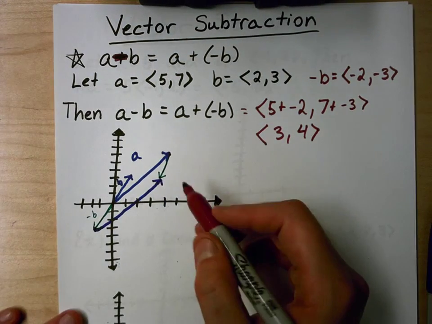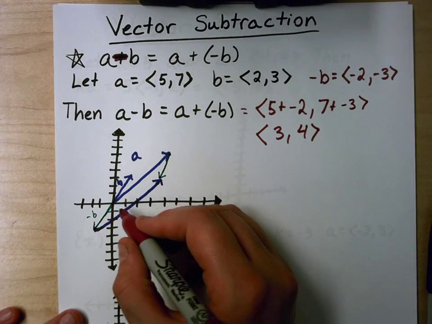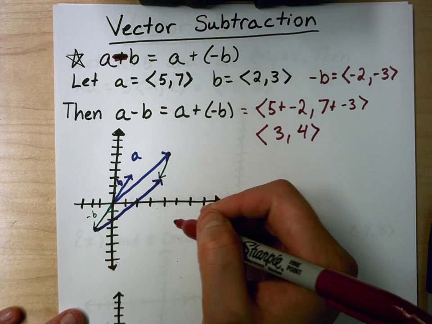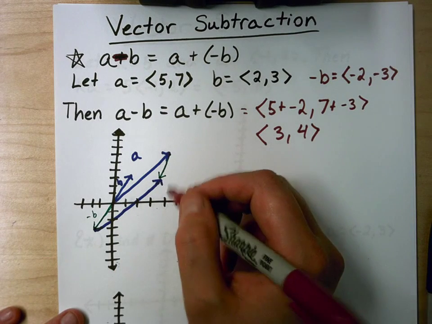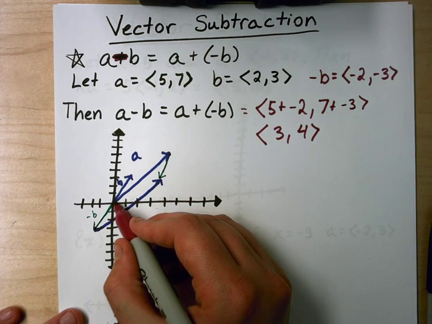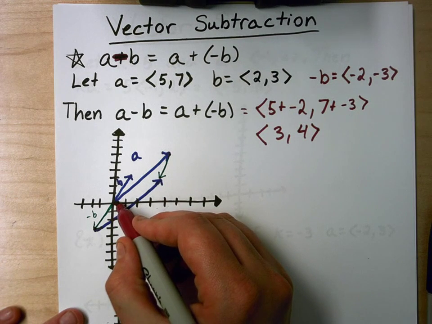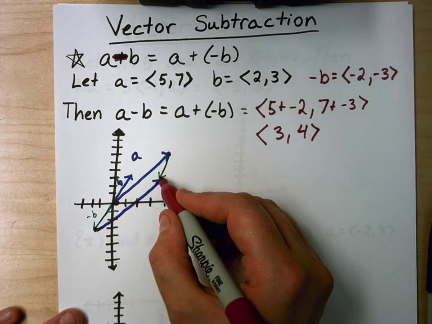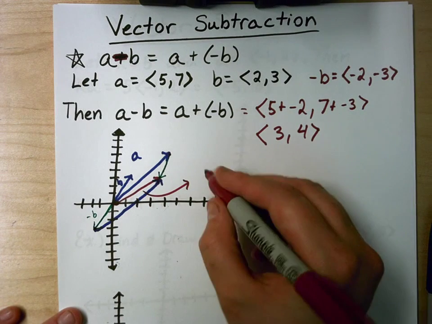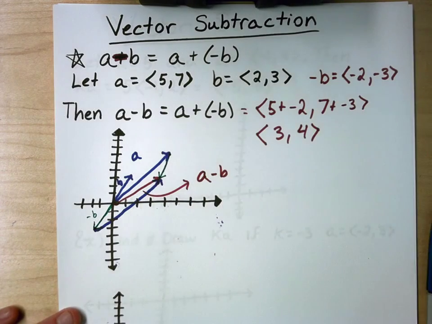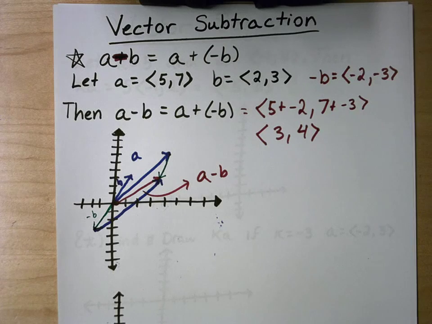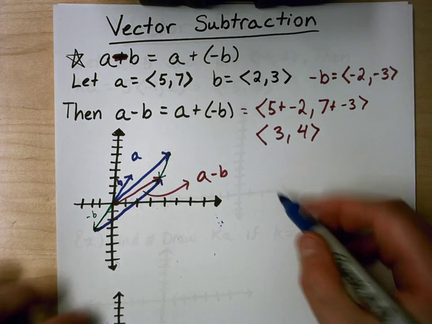Now, my final vector, A minus B, or A plus negative B, is going to go from the tail of A to the head of negative B. So now this vector is A minus B. The picture is a little cattywampus, so let me draw it a little bit better over here on the side. What that looks like is this.